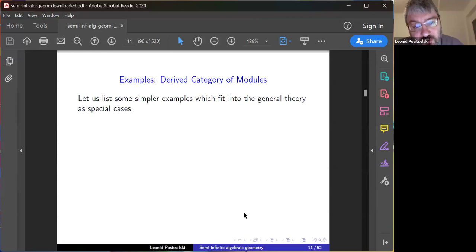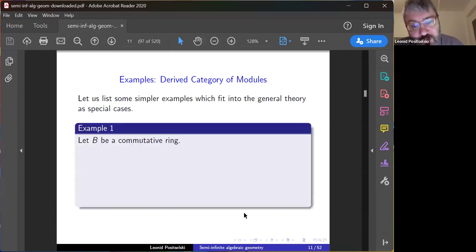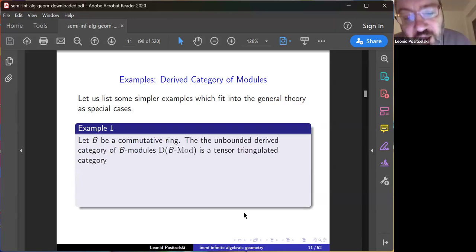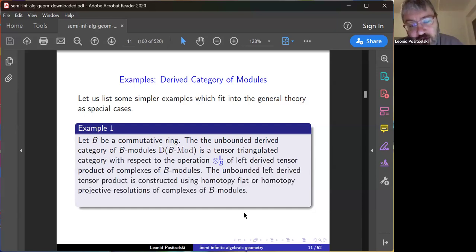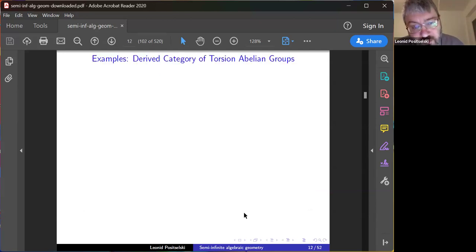Examples: derived category of modules. Let's list some simpler examples which fit into the general theory as special cases. Let B be a commutative ring. Then the unbounded derived category of B-modules is a tensor triangulated category with respect to the operation of left-derived tensor product of complexes of B-modules. The unbounded left-derived tensor product is constructed using homotopy flat or homotopy projective resolutions of complexes of B-modules. The B-module B is the unit object of this tensor structure.